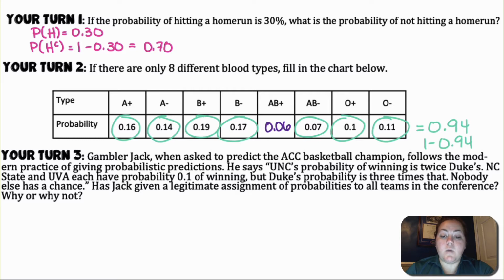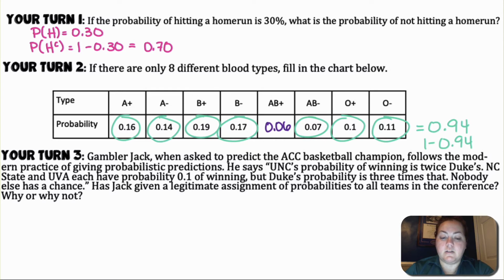Gambler Jack, when asked to predict the ACC basketball championship, follows a modern practice of giving probabilistic predictions. He says UNC's probability of winning is twice Duke's. NC State and UVA each have probability of 0.1 of winning, but Duke's probability is 3 times that. Nobody else has a chance. Has Jack given a legitimate assignment of probabilities to all teams in this conference?